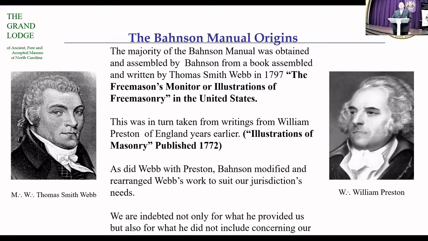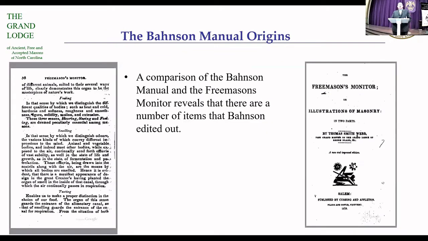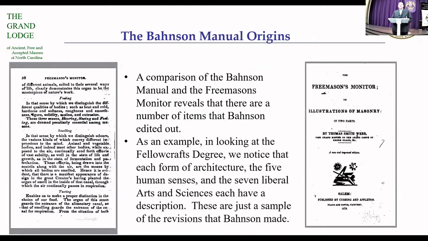We're indebted to him not only for what he provided to us, but also for what he did not include in our monitorial ritual. We see in a comparison of the Bahnsen manual to the Freemason's Monitor that there are a number of things that were edited out of it. For instance, in the Fellow Craft degree, we talk about the seven liberal arts and sciences, the five different forms of architecture, and the five senses of human nature. In our rituals and lectures, we talk briefly on some of those, but in Preston's and Webb's work, they were expounded on greatly.